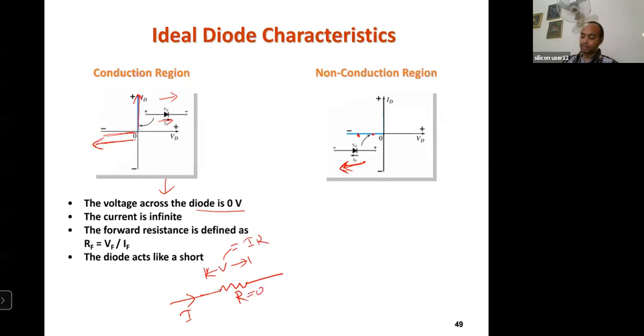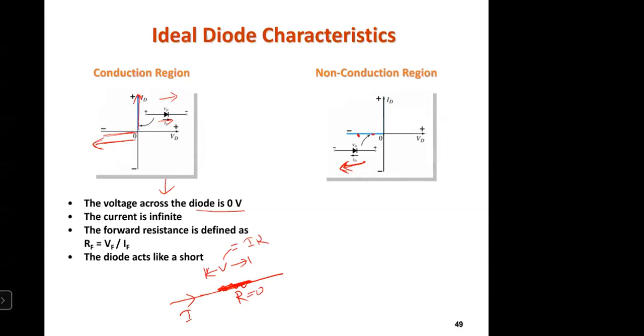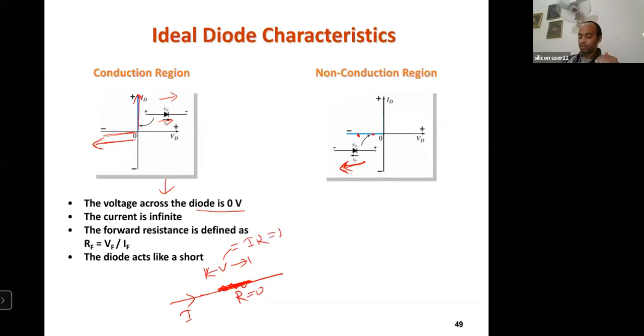Now, let's say this R equals 0, or it is shorted. It is acting like a short circuit. Short circuit means very low resistance, or zero resistance. So obviously the voltage across this will be I into 0, equal to 0. That is saying that the voltage across the diode is 0 and the current is infinite. Why? Because if we apply zero resistance, suppose this is a circuit where 5 volt is applied and the resistance is 0, how much will be the current?